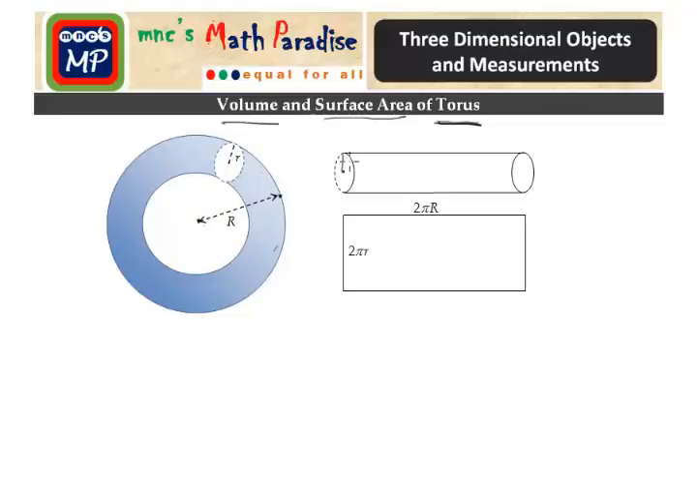That means let us unfold it to its original cylindrical shape. So what will happen if we just cut from here? Then it will be a cylinder, and the length of the cylinder will be this total length, which is the circumference of this outer edge. This radius is R, so this circumference will be 2 pi R.